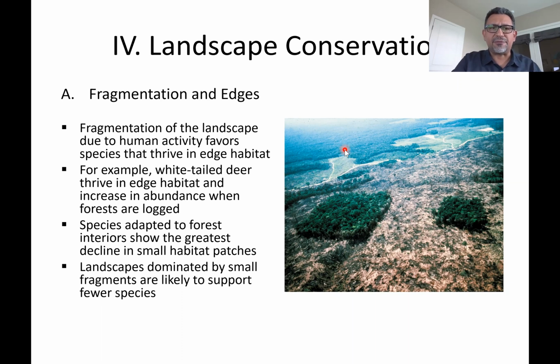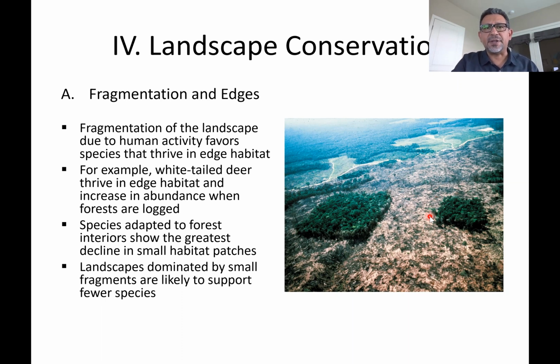So when you look at fragmentation, it is important to consider that the edges are going to be important for many different types of species. For example, white-tailed deer like to inhabit edges of forests and meadows or disturbed habitat because they can benefit from the grazing in the open areas, but at the same time seek shelter and protection in the wooded areas.